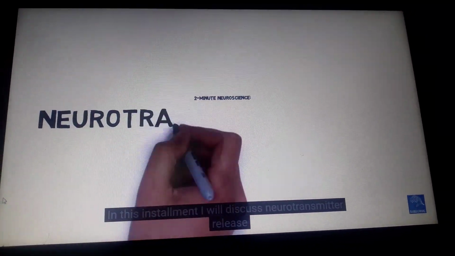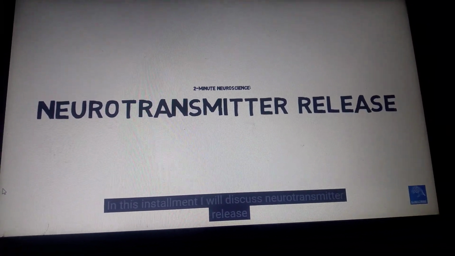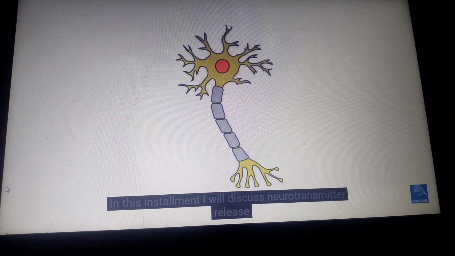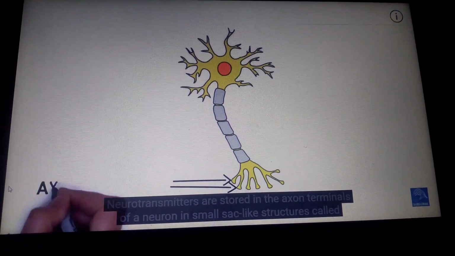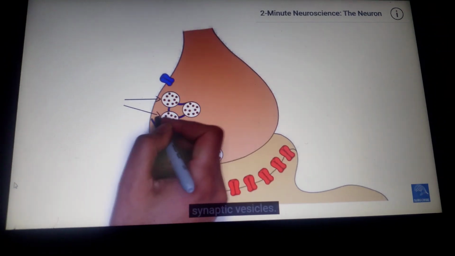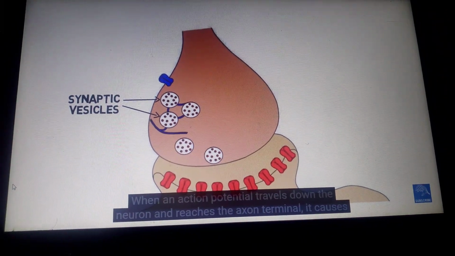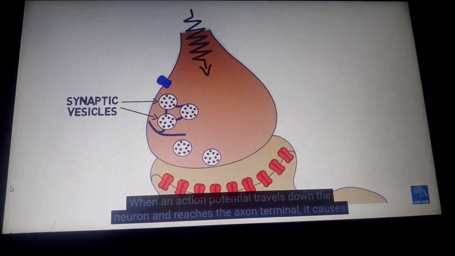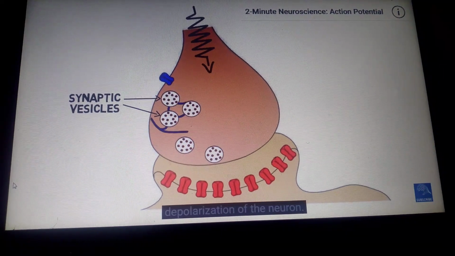In this installment, I will discuss neurotransmitter release. Neurotransmitters are stored in the axon terminals of a neuron, in small sac-like structures called synaptic vesicles. When an action potential travels down the neuron and reaches the axon terminal, it causes depolarization of the neuron.